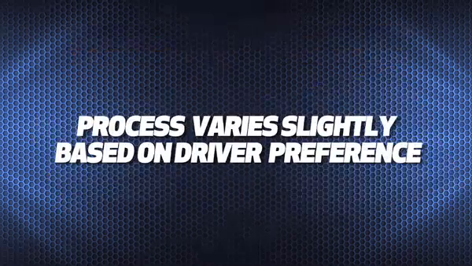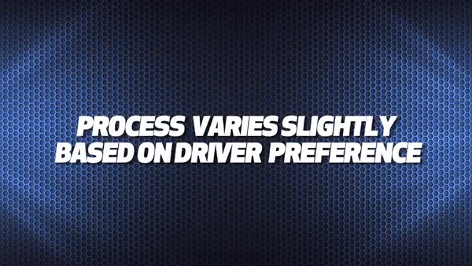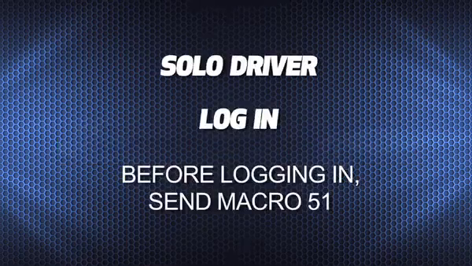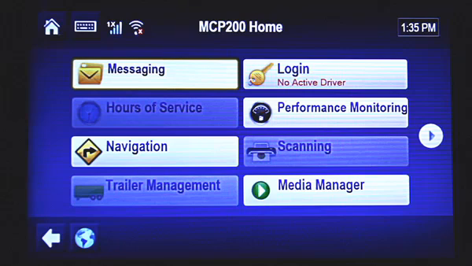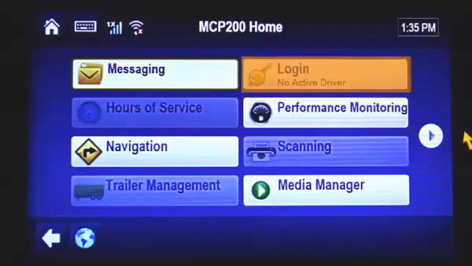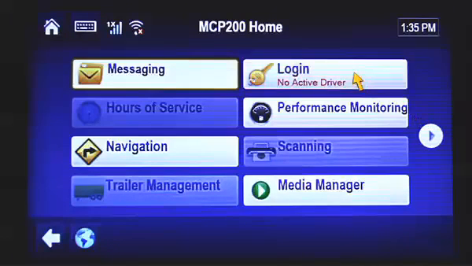This process will vary slightly depending on if you're a solo, team, trainer team, or slip seat driver. Before attempting to log in, you must first send a macro 51 to identify yourself as the current driver. If you're a solo driver, tap the Login button from the MCP 200 home screen.